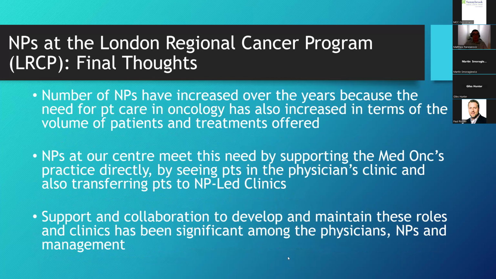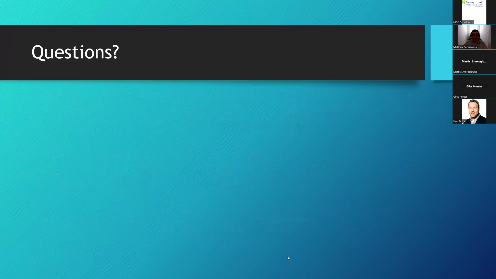So my final thoughts, the number of nurse practitioners have increased over the years because the need for patient care in oncology has also increased in terms of the volume of patients and the treatments that can be offered. NPs at our center meet this need by supporting med-onc practice directly, by seeing patients in the physician's clinic, and also transferring patients to the NP-led clinics. Support and collaboration to develop and maintain these roles and clinics has also been significant among the physicians, the NPs, and also management. So with that, I'm ready to take any questions that anyone might have.